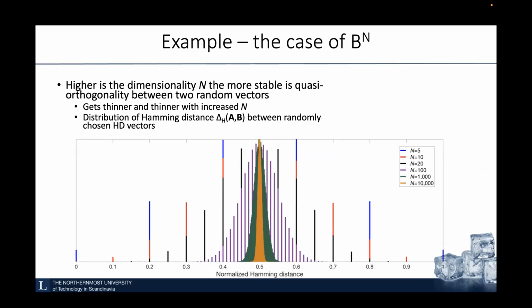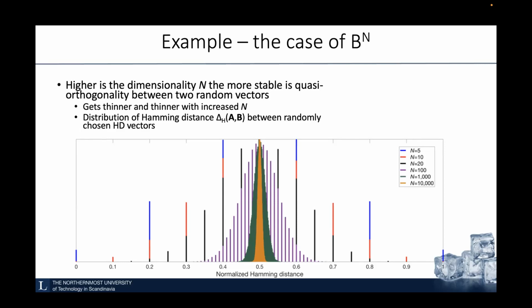And here you see the statistics plotted for different dimensionalities. So that's kind of interesting. This blue stuff is for dimensionality 5, then 10, 20, 100, 1,000, and 10,000 is this orange one over here. So what does it mean here? How can you interpret it?